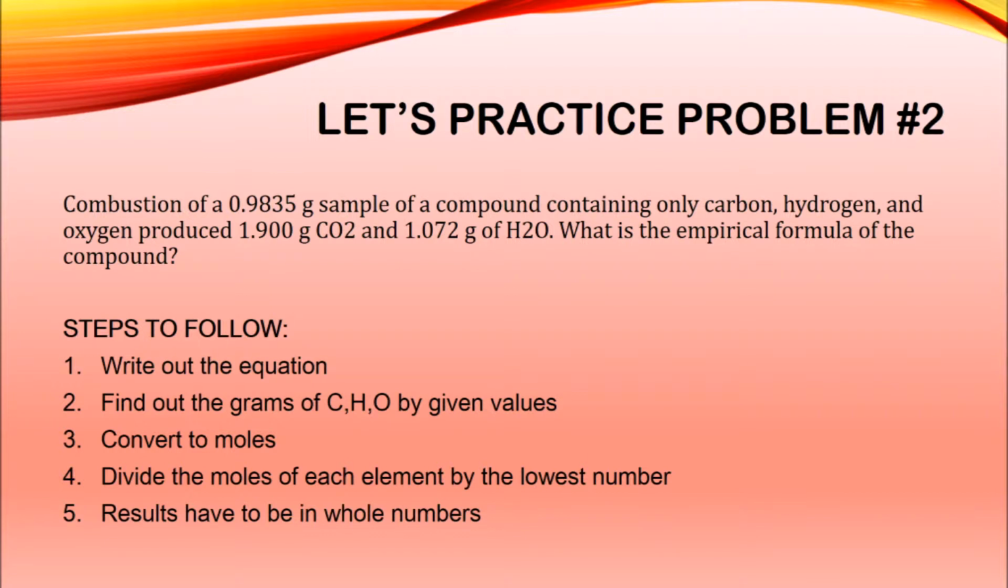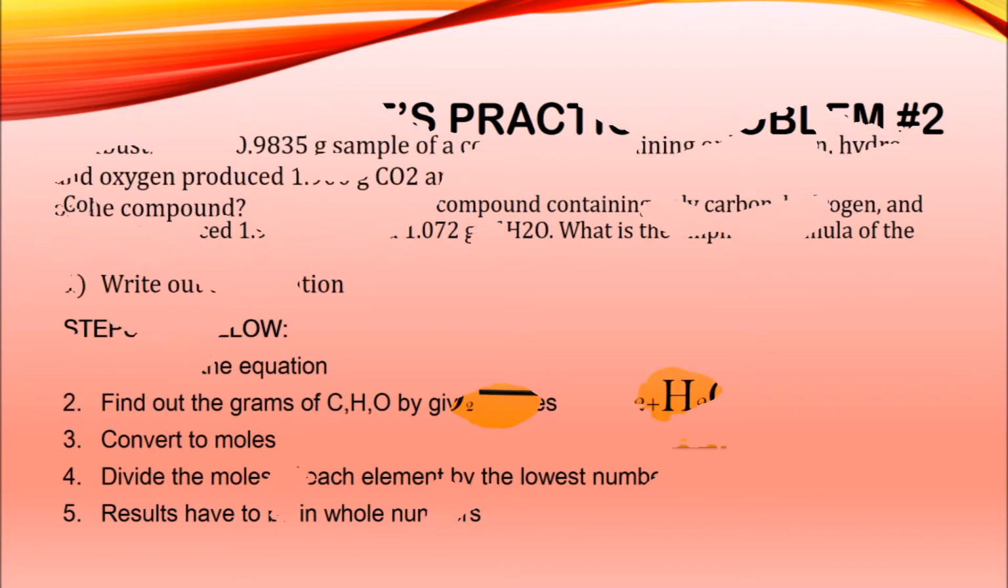Write out the equation. Find out the grams of carbon, hydrogen, and oxygen by given values. Convert to moles. Divide the moles of each element by the lowest number. Results have to be in whole numbers.